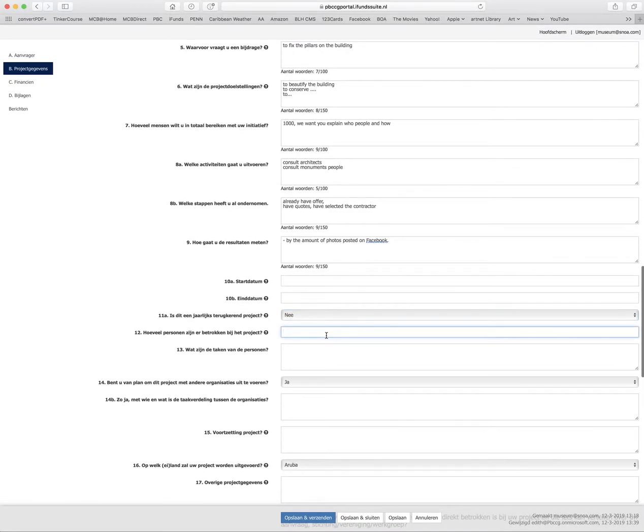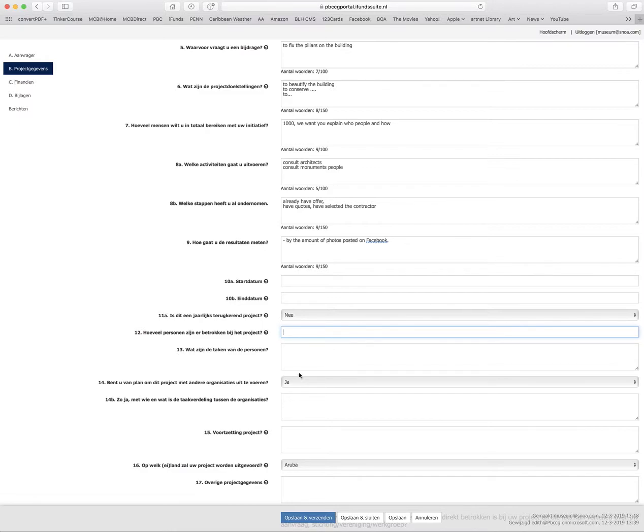They're going to ask you how many people are involved with a project, and this could be your own people, but it could also be the people that are going to be working for you. So it's really the people that are, we want to have an idea of how many people are going to be involved with getting this specific project, which you are asking a subsidy for, done.